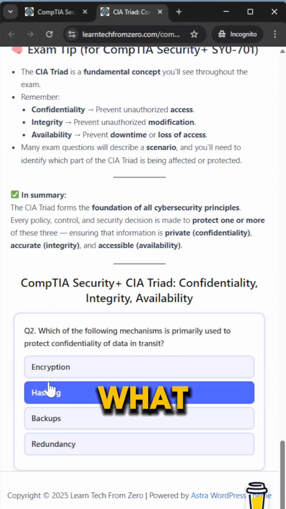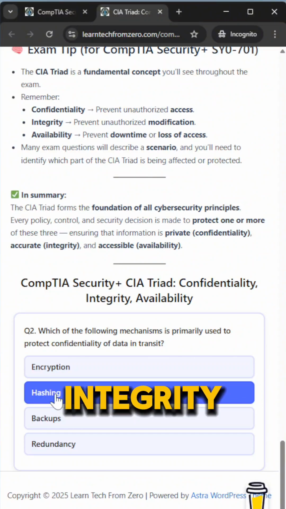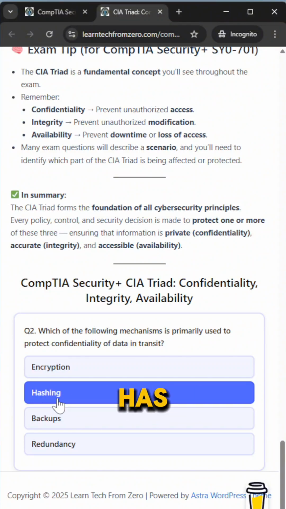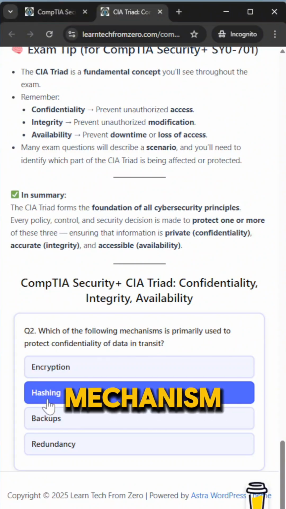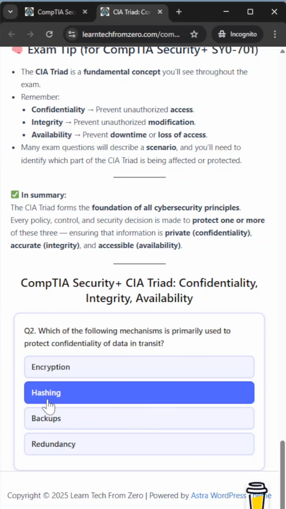Hashing is for integrity, so that if anything has been changed, with a hashing mechanism you should be able to find out that the information has been changed. For example, if you have a message, there will be one hash for that message. If there is a change in that message, the hash will change. So with hashing, you should be able to find out if the data has been changed or not. We will cover hashing later on.